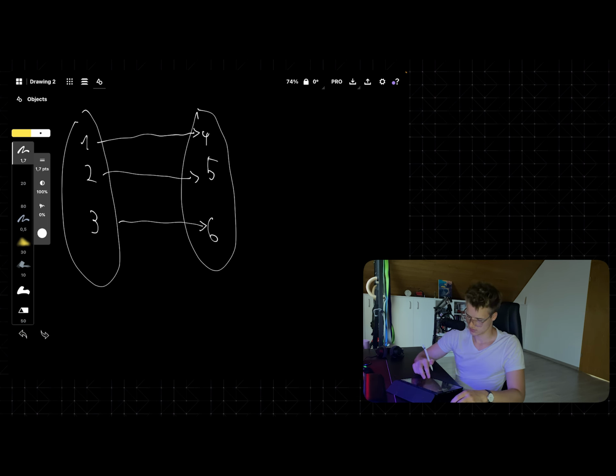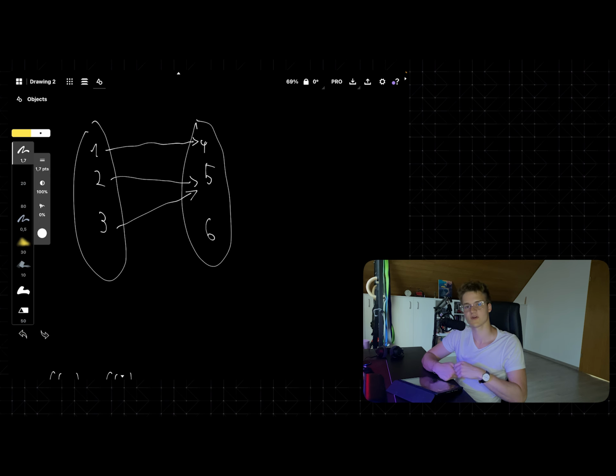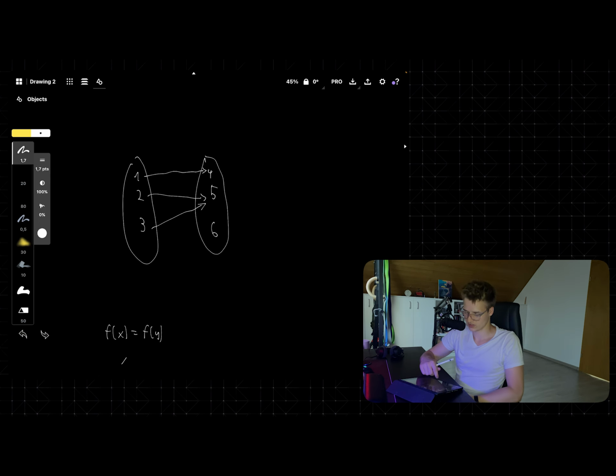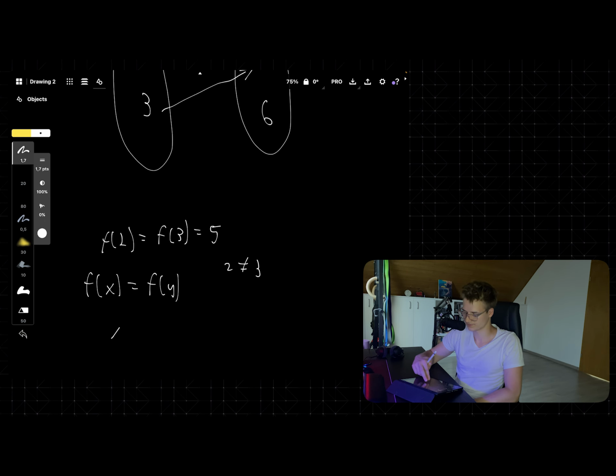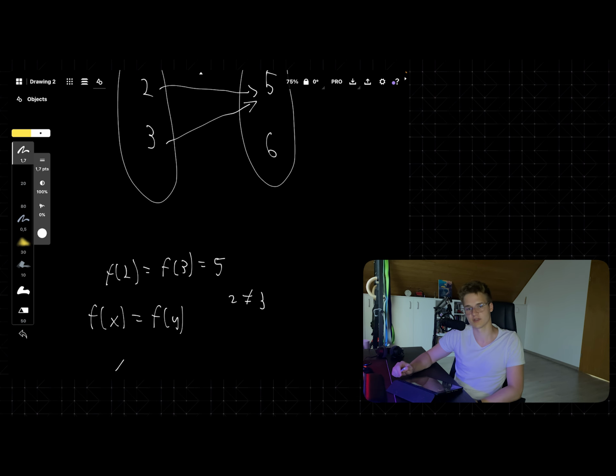If I said this, it is no longer injective. Why? Because 5 has 2 elements pointing towards it. So this function cannot be injective, okay? Because we can say f of 2 is the same as f of 3, which is equal to 5 in our case, and 2 is not equal to 3. Okay? So that's injectivity. What is surjectivity?